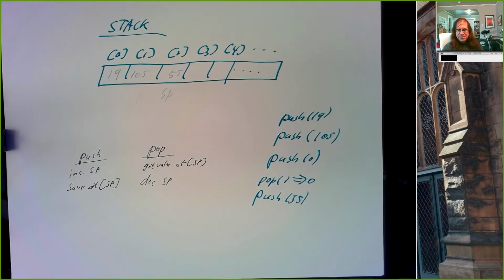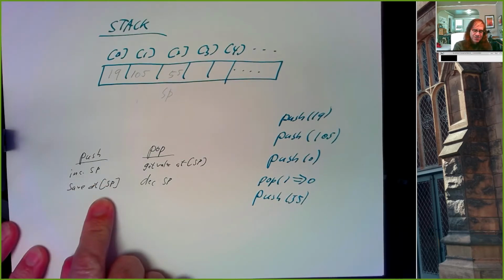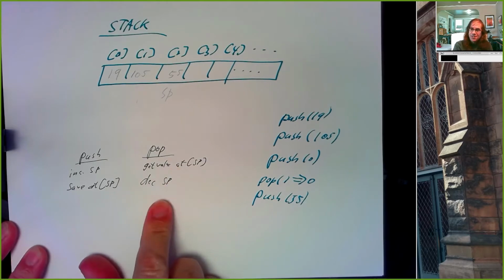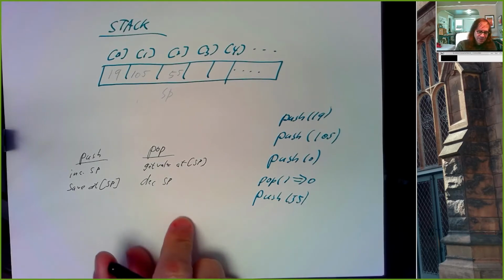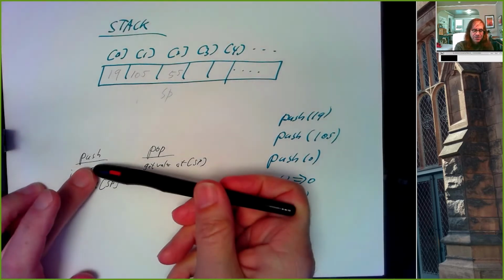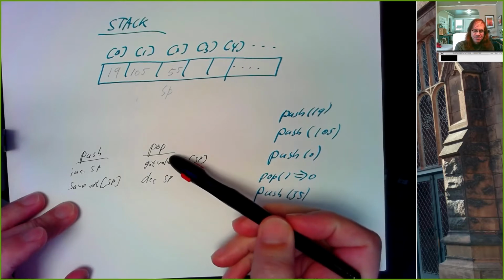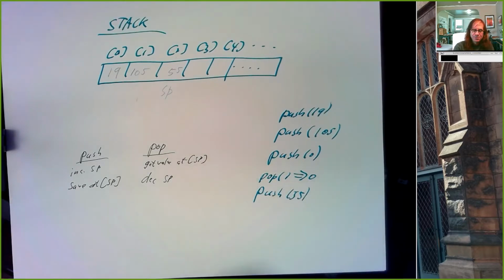And as I mentioned yesterday, there's different ways we could do this. This is one particular way. When we push, we increment the stack pointer, and then we save. When we pop, we read, and then we decrement. But there's nothing wrong with saying, well, first we're going to save at the location given by the stack pointer, and then increment. And when we pop, first we decrement, and then we read the value. And that just changes the notion of the stack pointer.